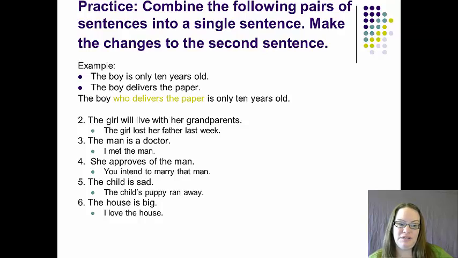Okay? If we look at the next one, number 3, the man is a doctor, I met the man. In this case, we have the man acting as both a subject in one place and an object in another. So if I combine these two, I'm going to say, the man I met is a doctor. We can actually just leave out the second the man, or the object version, or we can use the objective relative pronoun and say, the man whom I met is a doctor. Okay, go ahead and try to do the other 3 on your own.